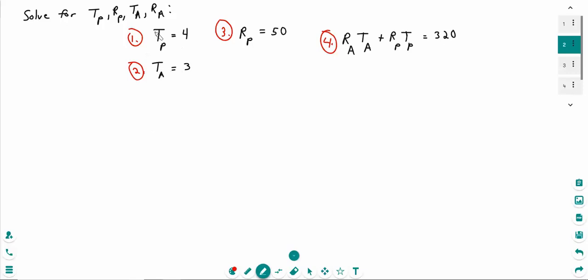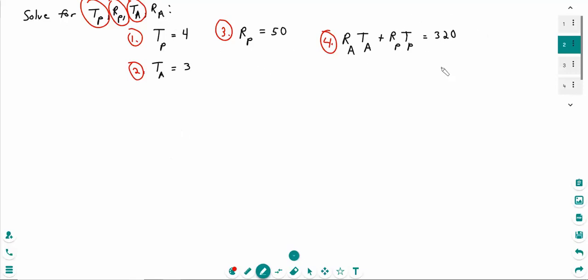We have t sub p is equal to 4. Well, there you go. We already know what t sub p is. They tell us right off the bat. t sub a is equal to 3. We've already solved for that one. Half the work already done. And then r sub p, they've already told us that as well. r sub p is equal to 50. So 3 of them are already solved for us. The one that we need to solve for is r sub a. That's the one they didn't give us.